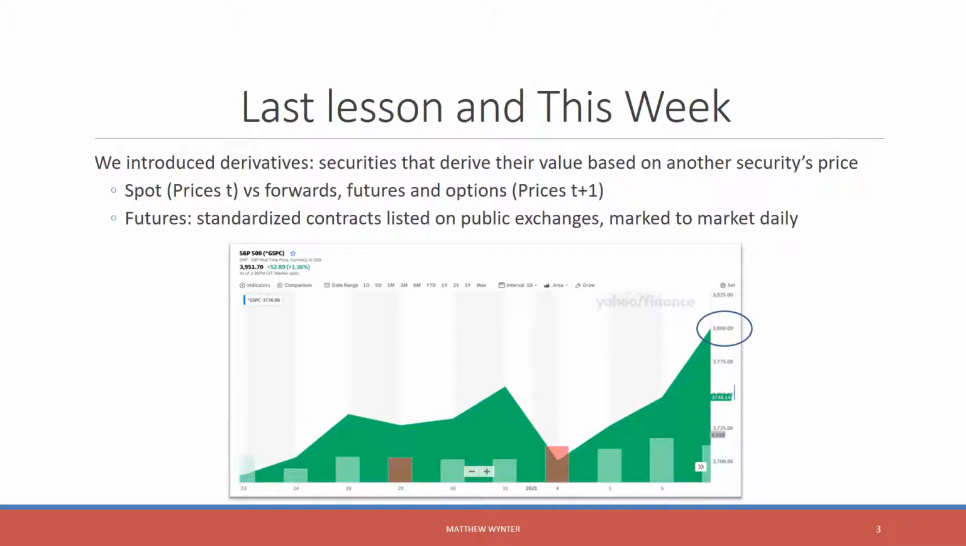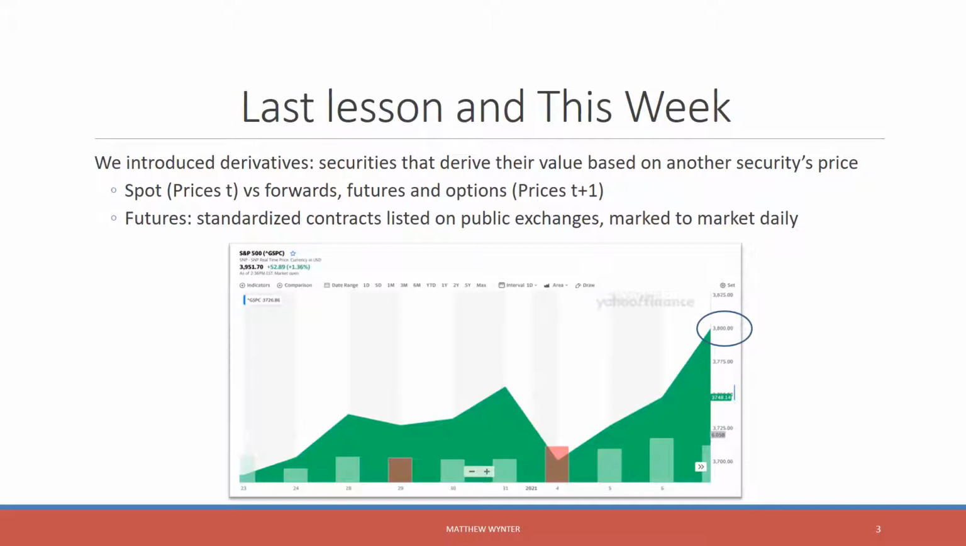And we also made quite a bit of work to understand futures as standardized contracts listed on public exchanges and marked to market daily. So we understand that the future is different than the forward. The forward is a contract between 2 parties, highly specialized, over the counter. So I don't really know what the prices are unless I'm a member of that contract, unless I'm a party of that deal.